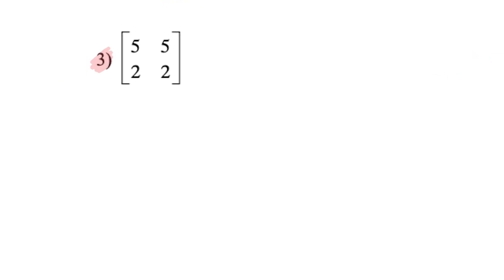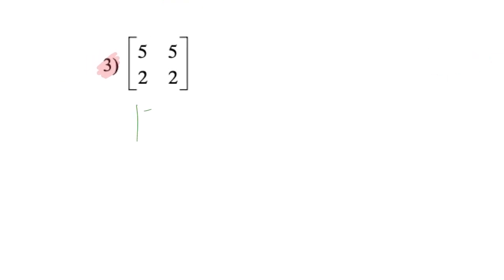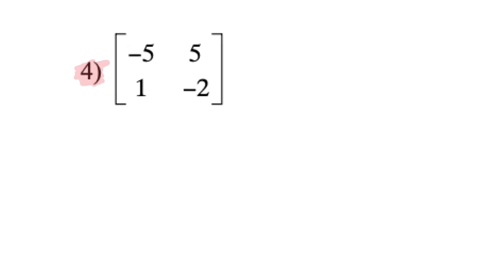Okay, so the next one. Again, we're going to cross multiply to find the determinant. This equals 5 times 2 minus 5 times 2, equals 10 minus 10, equals 0. The next one, again, -5, 1, 5, -2, equals -5 times -2 minus 5 times 1. So 10 minus 5 equals 5.